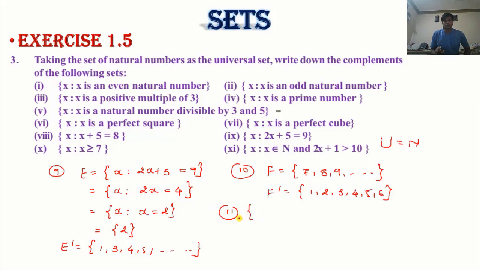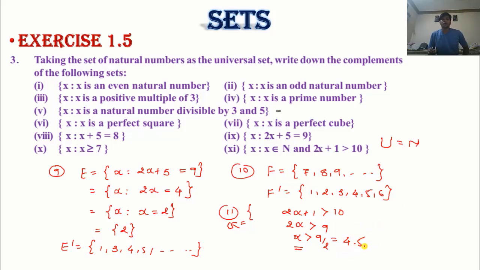Set of all x. Suppose I consider that set as G. Then G equals the set of x belonging to N such that 2x + 1 is greater than 10. So firstly I will solve this inequality. 2x + 1 is greater than 10, so taking 1 to the other side, 2x is greater than 10 minus 1, that is 9. So x is greater than 9 by 2, and 9 by 2 is 4.5. It means the value of x is more than 4.5.